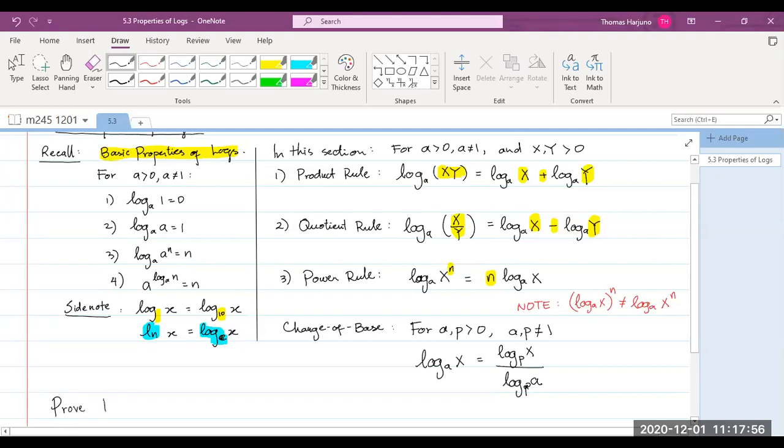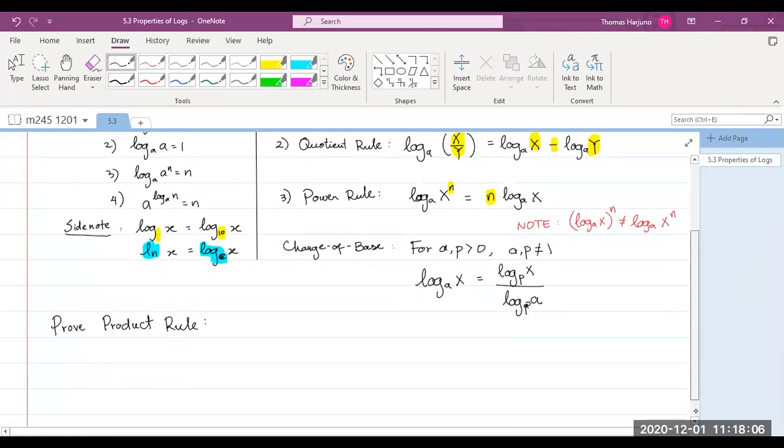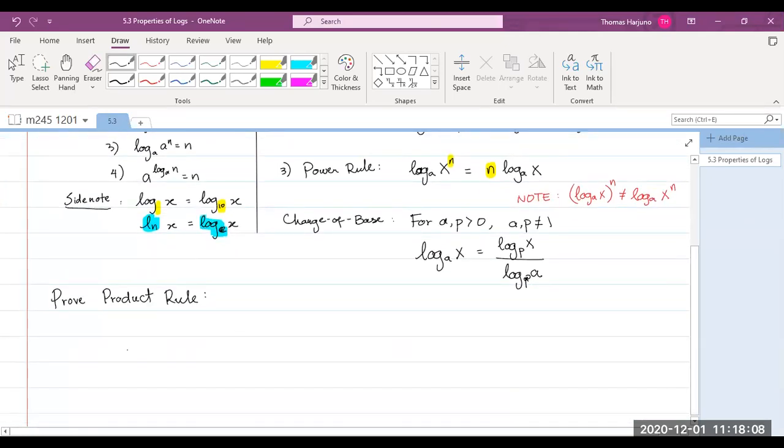Product rule. By the way, there are actually a lot of different product rules in math. When you go to calculus later on, calculus for business, you will see product rule for the derivative. But the product rule that I talk about here is for logarithm. Actually, if you remember in algebra 1, the beginning algebra, we also have product rule for exponents.